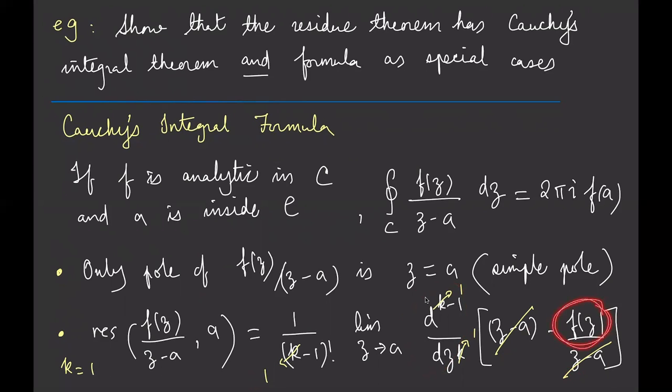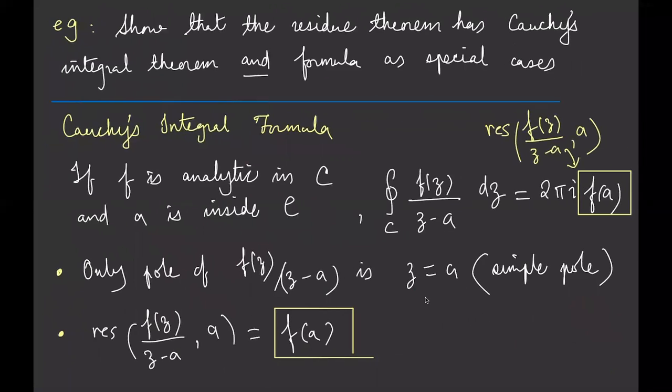So I have f of z, and I need to take the limit as z goes to a. When I take the limit as z goes to a, I just get f of a. So the residue is just f of a. And the residue theorem would tell us that this is equal to 2 pi i times the sum of the residues inside, but there's only one residue inside.